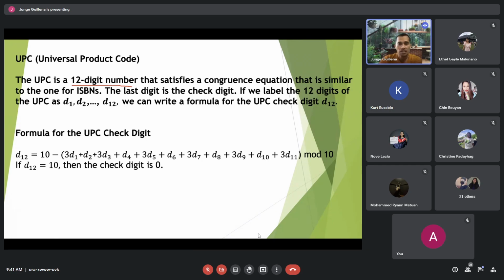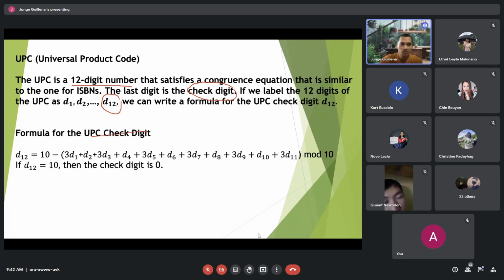The barcode that you see on the back of food products, soft drinks, or whatever, satisfies a congruence equation similar to the one for ISBNs. Again, the last digit is the check digit. If we label the 12 digits D1, D2, until D sub 12, we have to check if it is a valid UPC or not by using this UPC check digit formula.